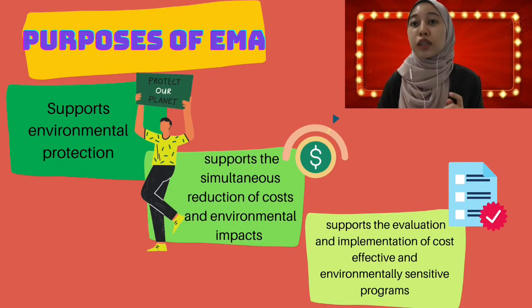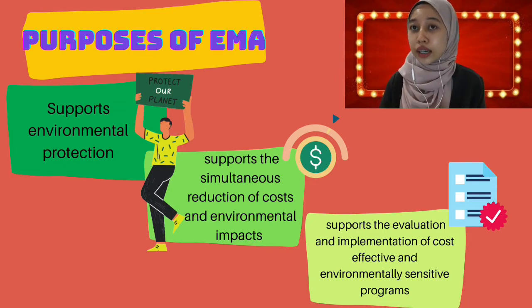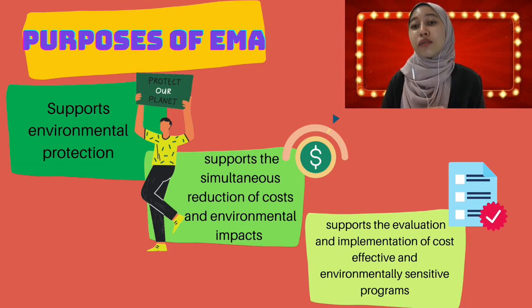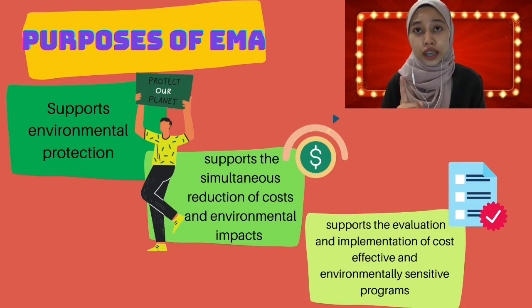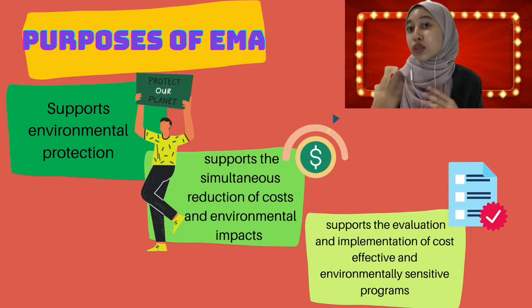Next is the purpose of EMA. First, to support environmental protection via cost-efficient compliance with environmental regulation and self-imposed environmental policies. So EMA will make a plan and implement pollution control by investigating purchasing material costs that can substitute the toxic material and report the environmental waste to authorities.